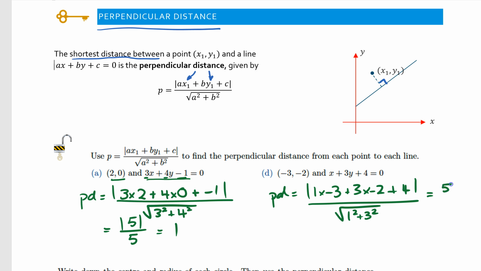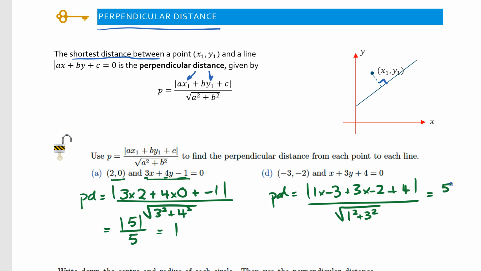Now I'm only going to do one of each of these next examples, and leave you the other one to have a little practice on. So I'll do the second one out of each one. So write down the centre and radius of each circle. For this circle here, we can see that its centre is going to be at 1, 5. So centre 1, 5, and radius is going to be square root of 10.